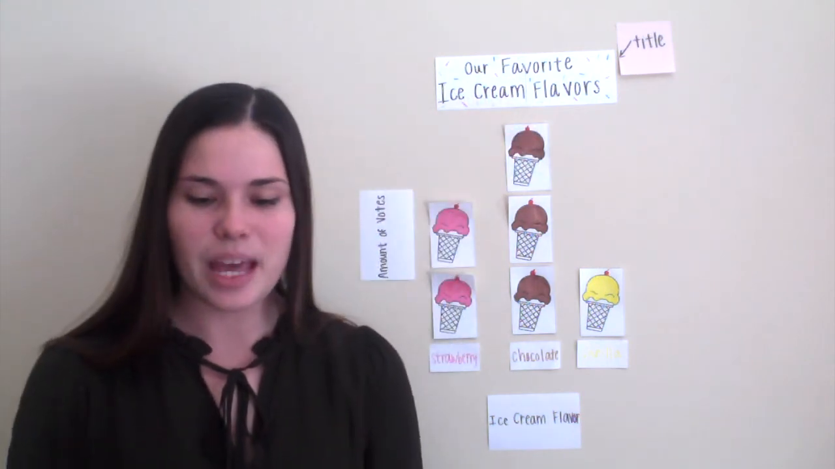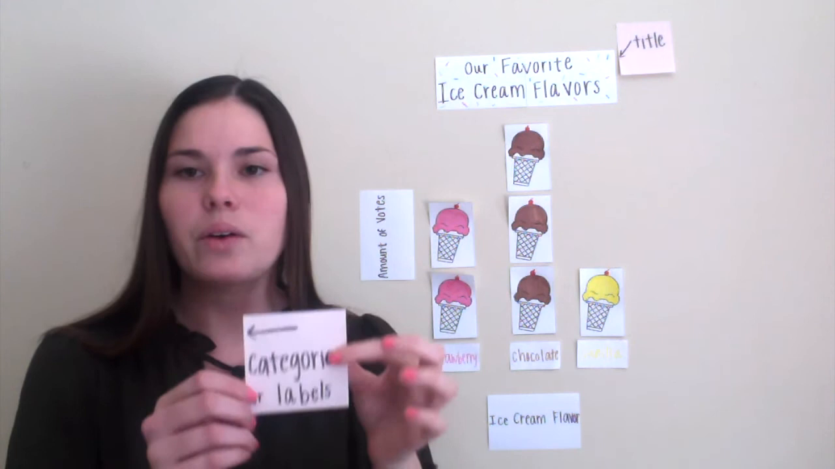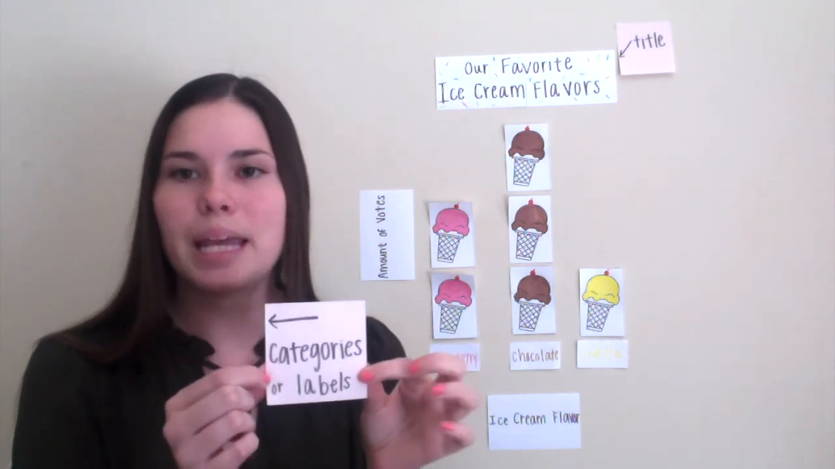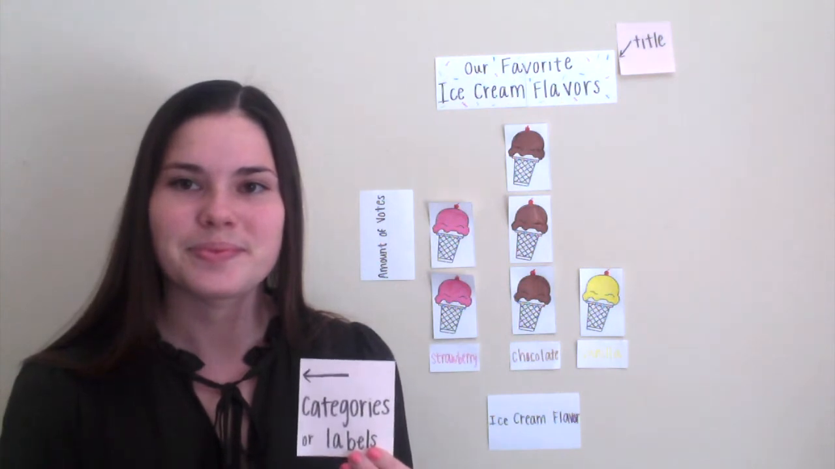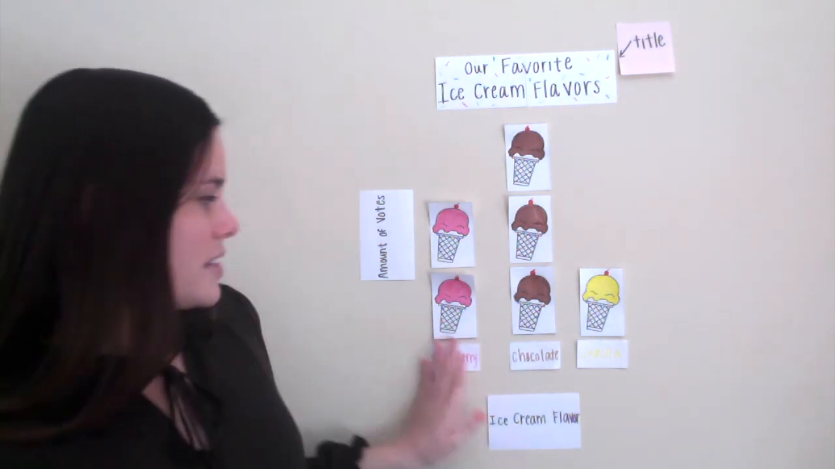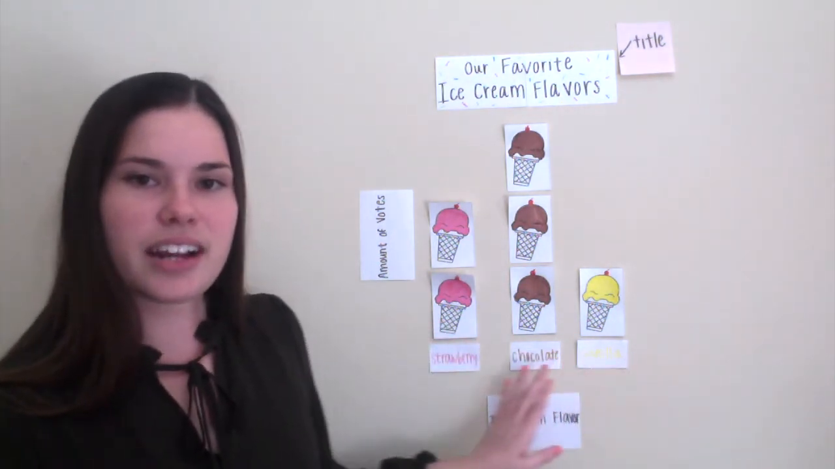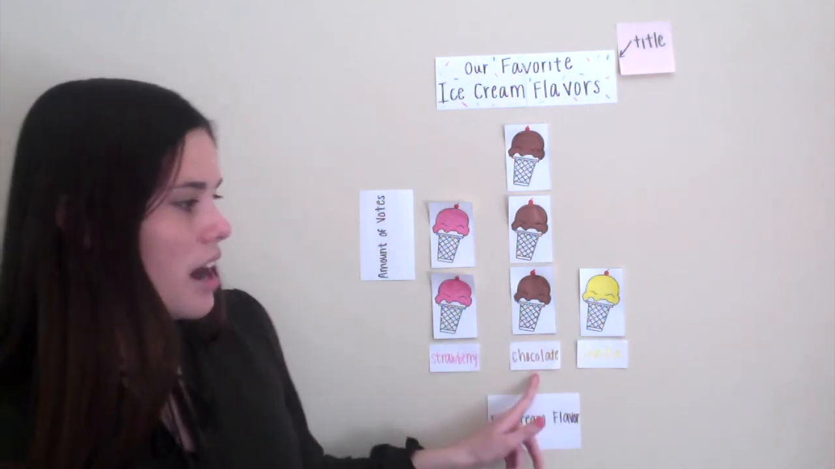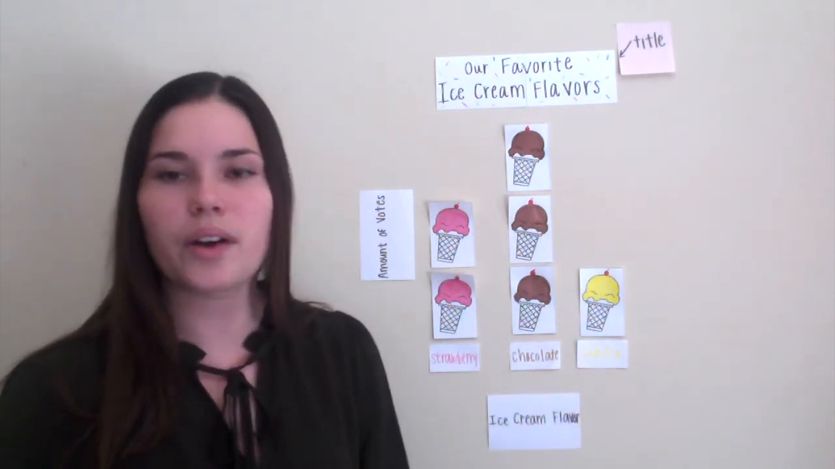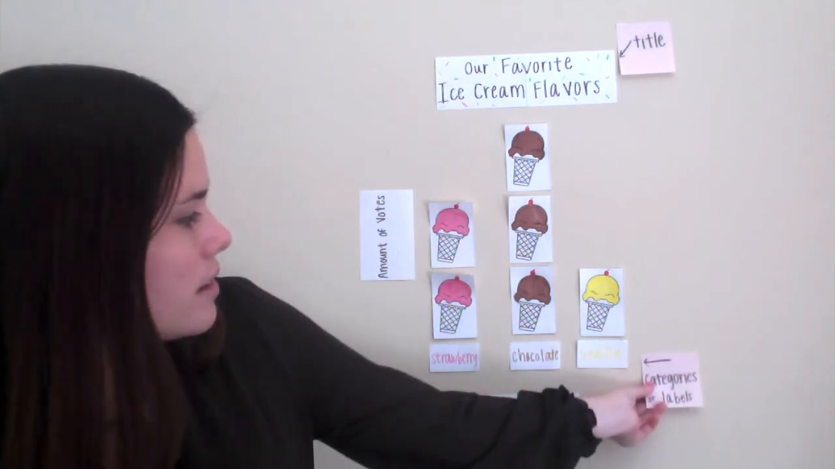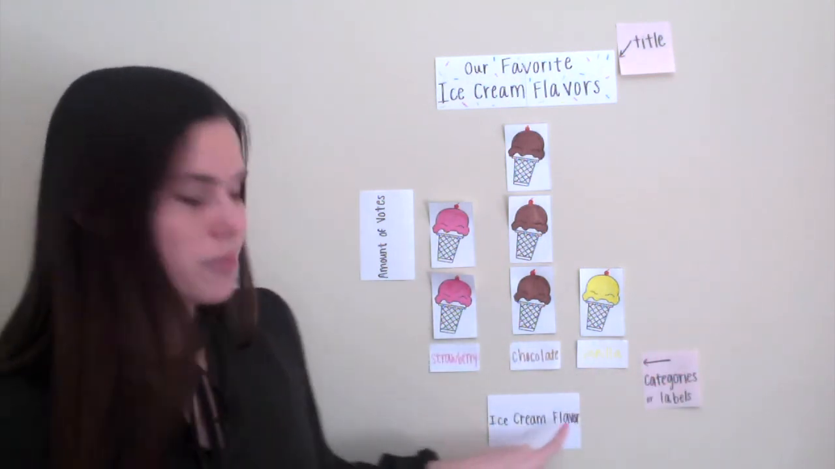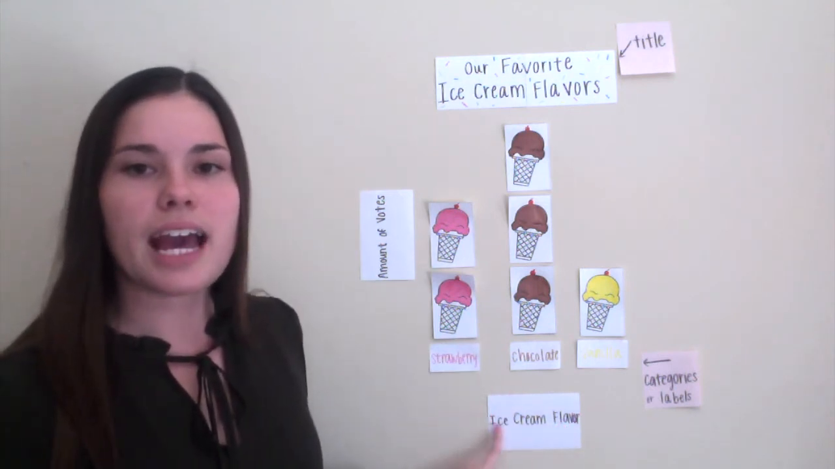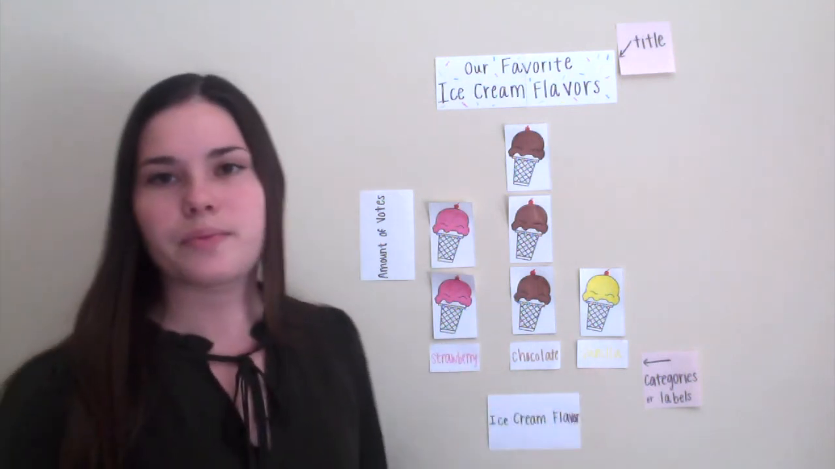Okay, the next vocabulary card I have is categories, or we can also call them labels. Where are those? If you said at the bottom here, you're correct. These are our categories. They're each of the options that we can vote on for our graph. So I'll put that one here. And then our label on here says ice cream flavor. So it lets us know the category and each of the options for our graph.